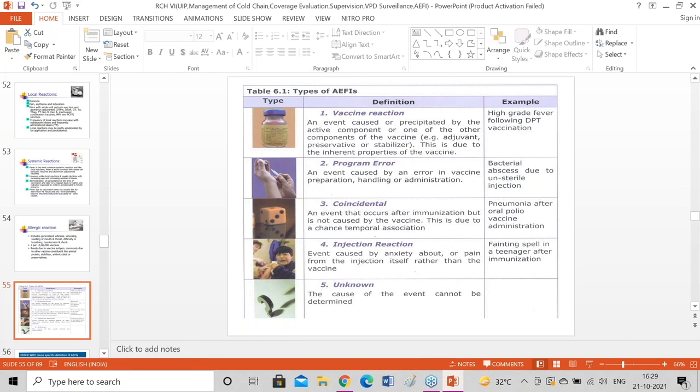Injection reaction is caused by anxiety or the pain from the injection rather than the vaccine. For example, a teenager faints after immunization. This is a type of injection reaction. And unknown: the cause of the event cannot be determined.